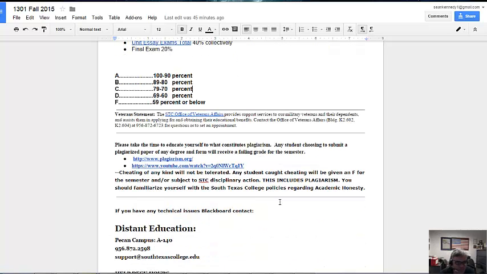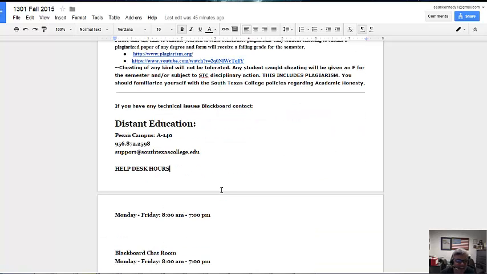Okay, moving right along here, familiarize yourself with plagiarism. Here's some information about plagiarism. It's a serious issue. If you engage in plagiarism, you will earn a failing grade for the semester. So just don't do it.